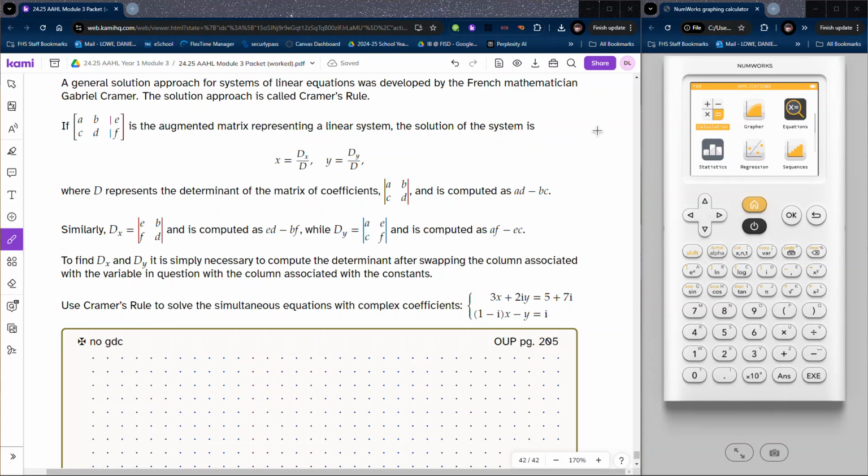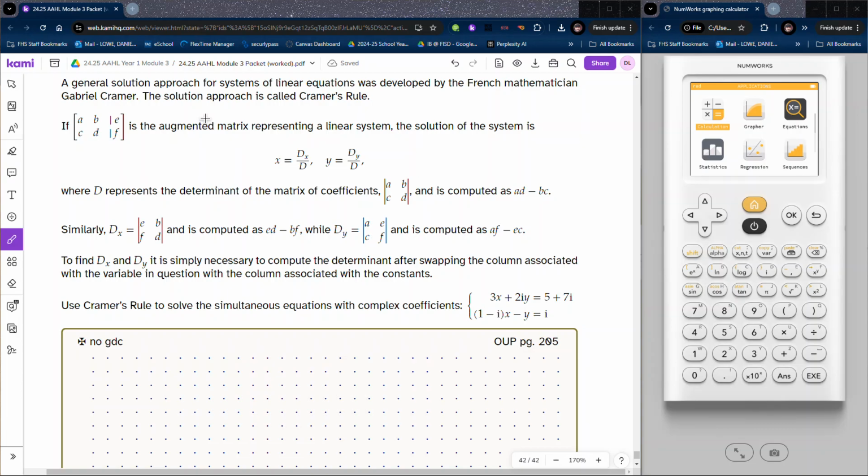In this video, we're going to be looking at using Cramer's rule to solve a simultaneous system of equations that has complex coefficients. And this problem happens to come from the IB Analysis and Approaches higher level textbook from Oxford University Press, but for which there are some errors in the typed solutions in the textbook. So I thought I'd provide an explanation of what's happening.